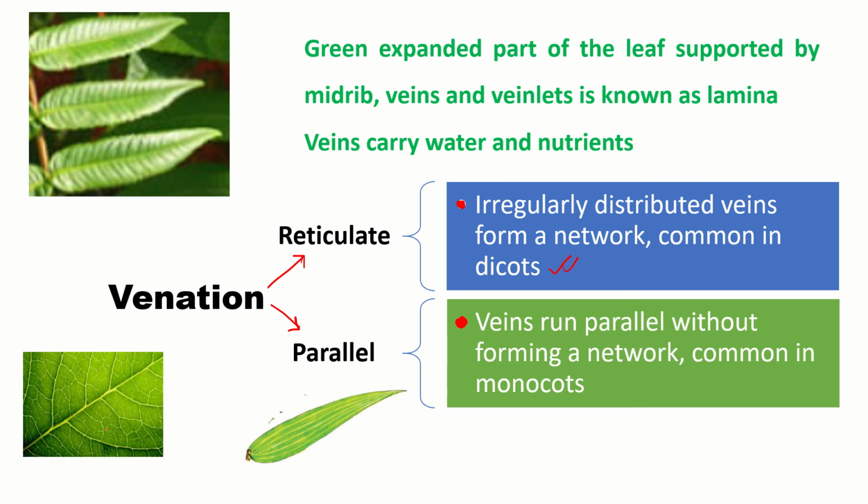Over here you can see they form a network. Observe these regions, they form a network. But over here you see they just run in this direction like this. They are not forming any type of network over here. And this is very common in monocotyledonous plants.